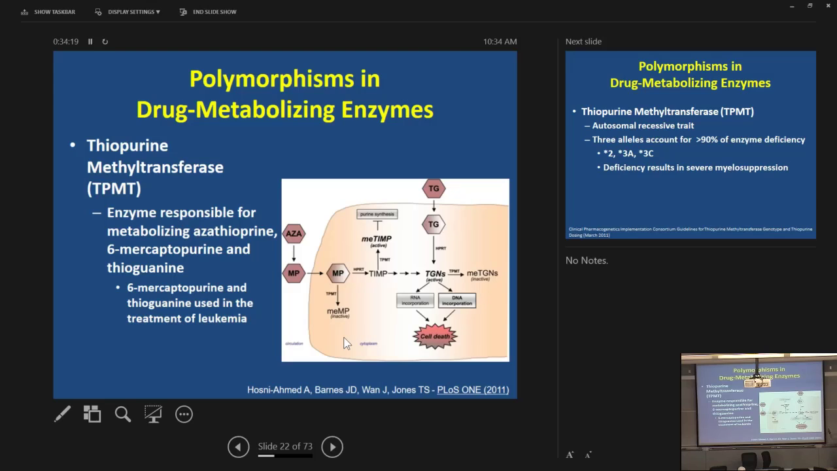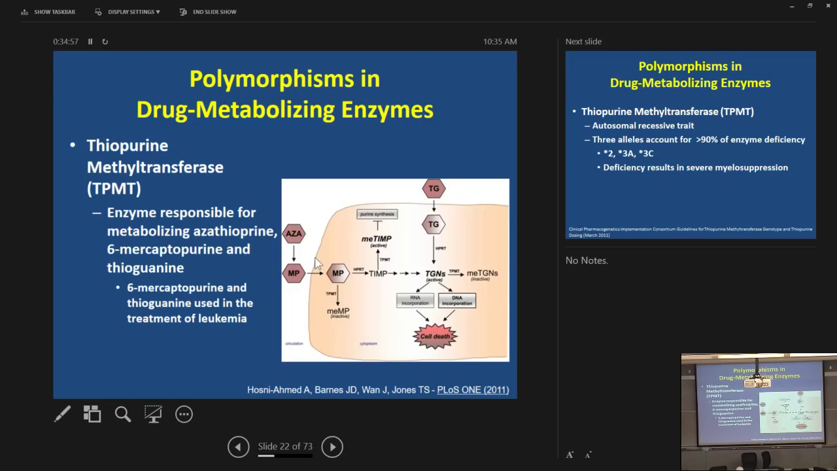So TPMT. Thiopurine methyltransferase is the enzyme responsible for metabolizing azathioprine. Where have you guys seen azathioprine before? Right, so our inflammatory bowel type diseases. It also metabolizes 6-mercaptopurine and thioguanine. From my standpoint, azathioprine is kind of a cool drug. We don't really use it in oncology all that much. We really use 6-mercaptopurine and thioguanine in the treatment of leukemias, primarily for our kids. We use it a little bit in adults, but mostly for our kiddos.